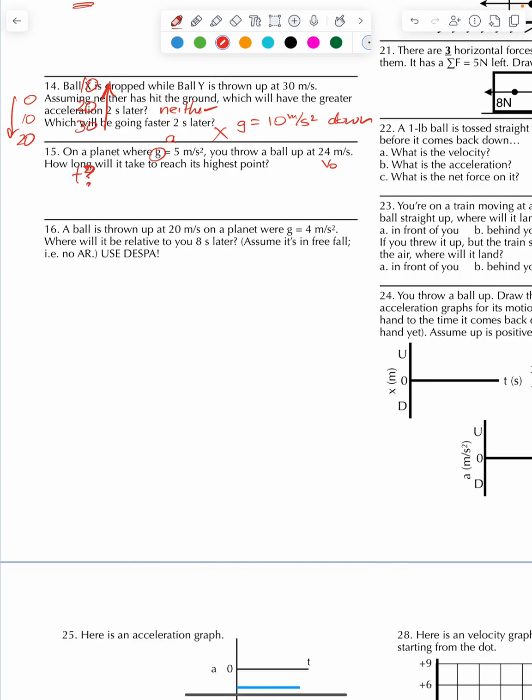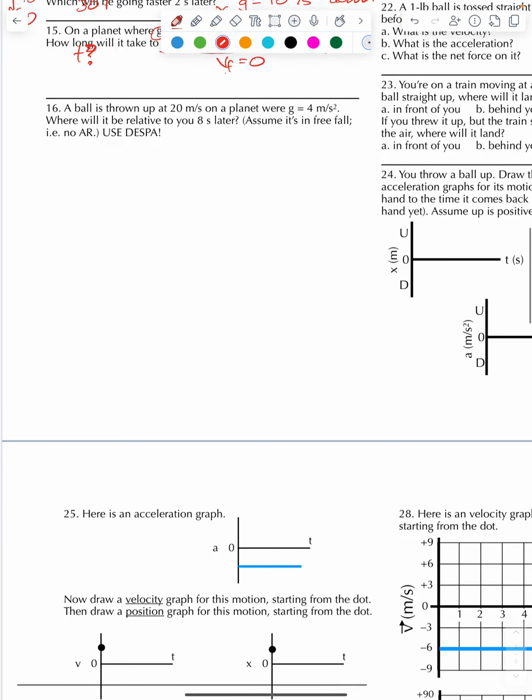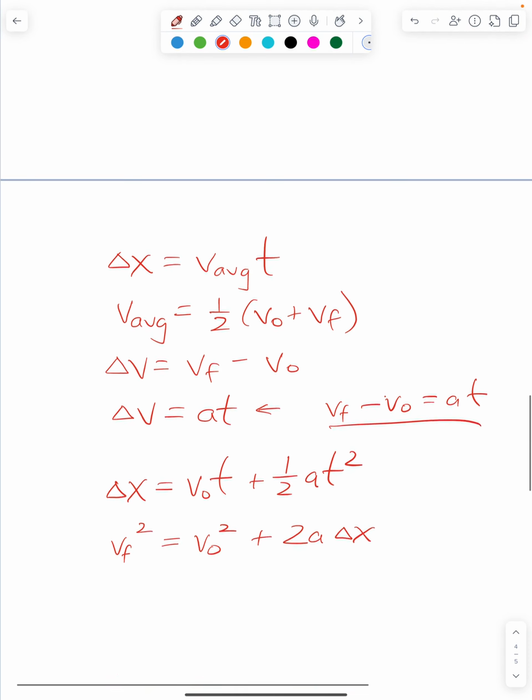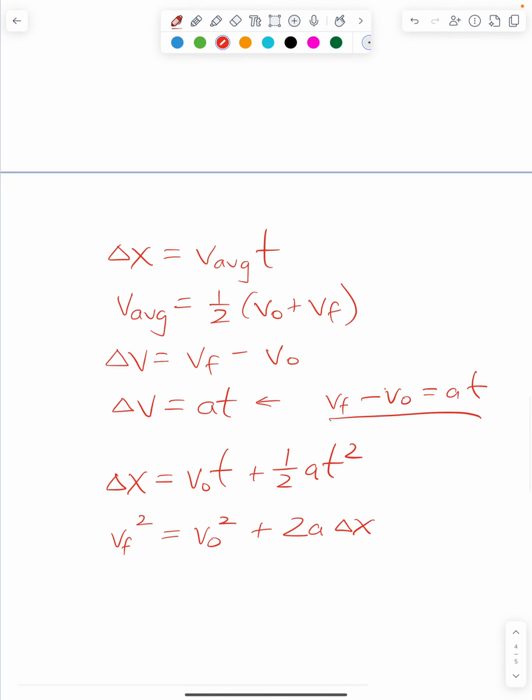Now, we're missing some information, and here's what's implied. How long will it take to reach its highest point? At its highest point, what is its final velocity? This is kind of important. The final velocity is 0, right? So keep that in mind. So we know V initial, V final, A, and we're looking for T. So what you can do is find an equation that relates those.